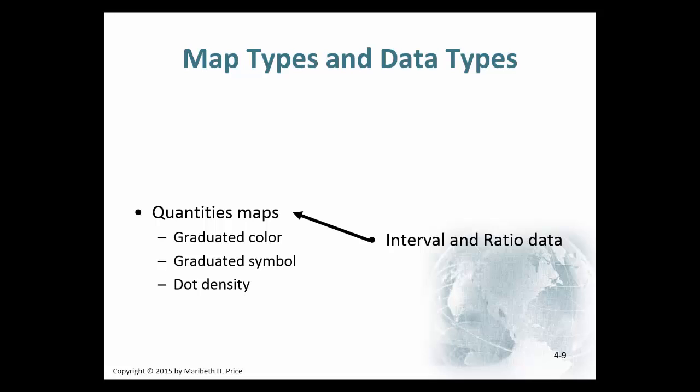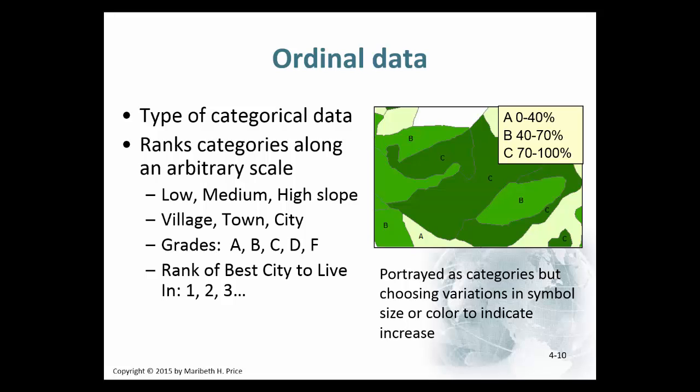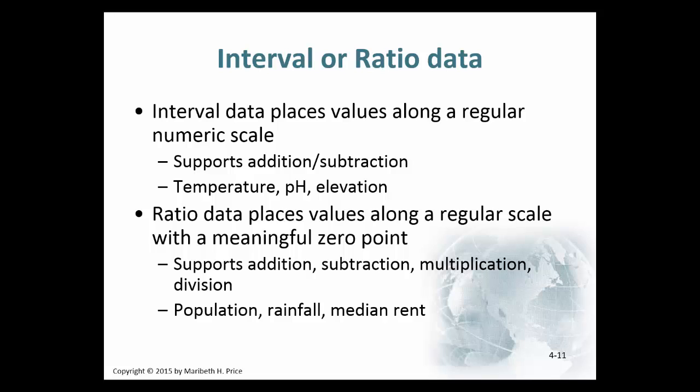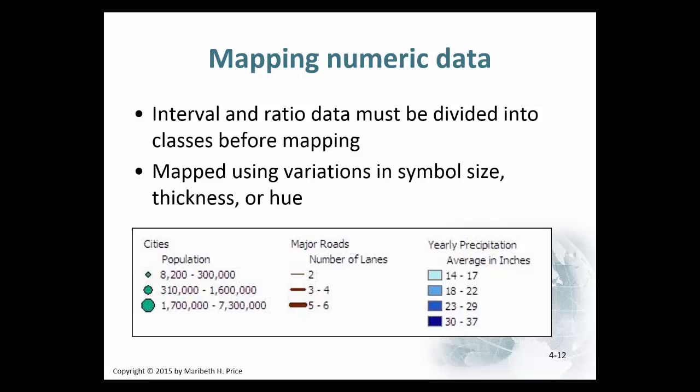Another data type is ordinal data, which is a ranking category, which is also best mapped using unique value symbols. Interval and ratio data are numeric data along a regular numeric scale. Ratio data has a meaningful 0 point, where interval does not. Quantity symbols are best used for numeric data depending on the type of features. Points, lines, or polygons determines whether graduated color, graduated symbol, or dot density is the best.